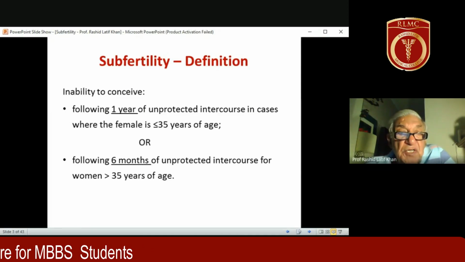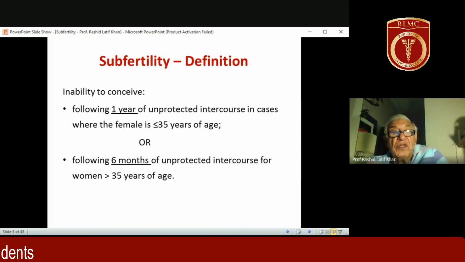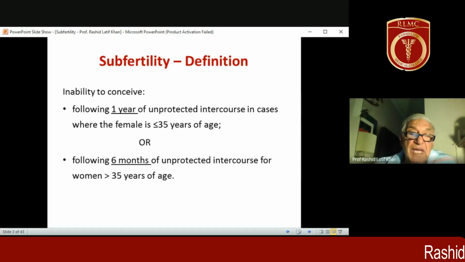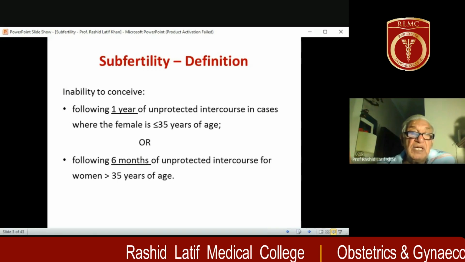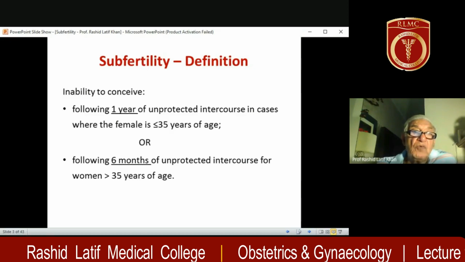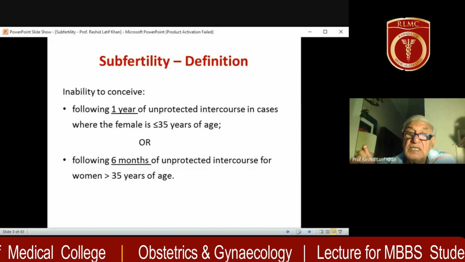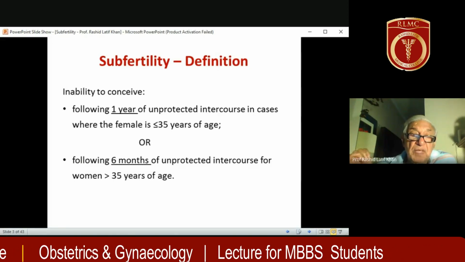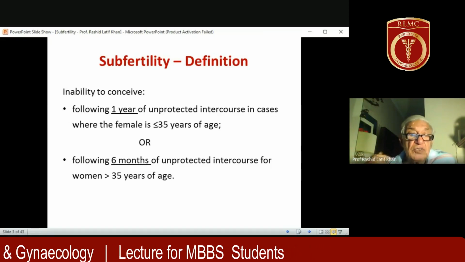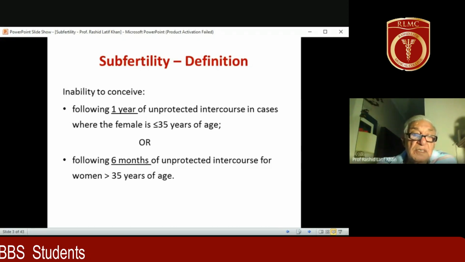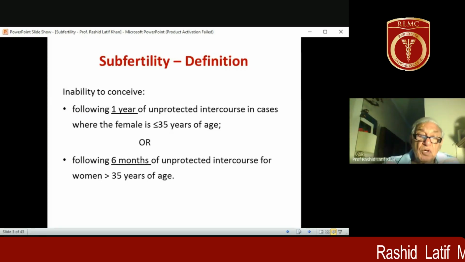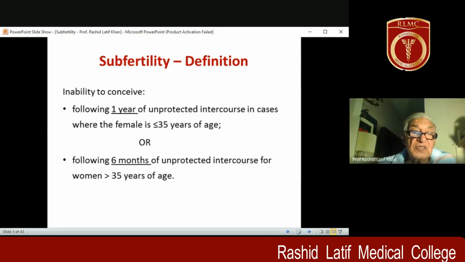Subfertility's definition is inability to conceive following 1 year of unprotected intercourse. People getting married and living together, not using contraception or family planning methods, and the wife does not become pregnant for a year, then that couple would be labeled as subfertile, provided they are young, meaning before the age of 35. But for those over the age of 35, these days it's quite common for girls to delay their marriage because they have adopted a profession. They don't want to get behind the boys, so they delay their marriage till they are well established. So if the girl is beyond 35, then we take it seriously after 6 months of marriage.